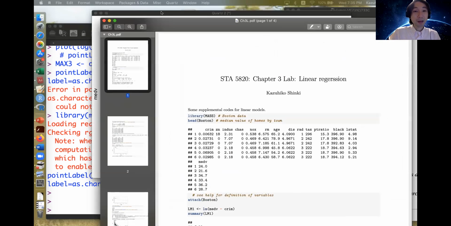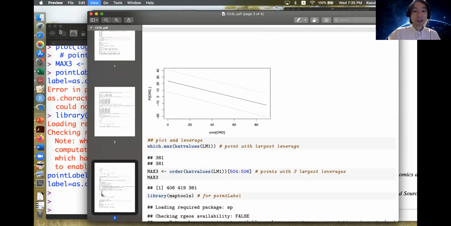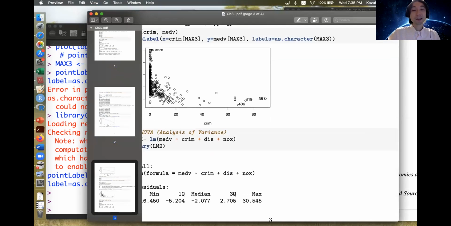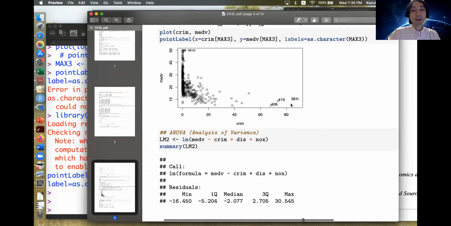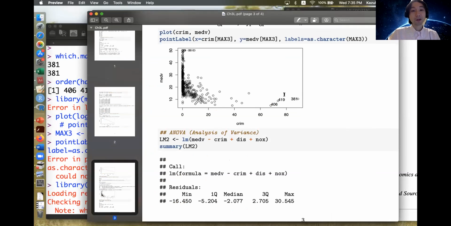But if the package works well, then you can see the 3 observations around here. So this is actually before taking the logarithm of crime rate. But I think that these numbers are the same. So hat values are still given by the same observations. So these 3 observations are most influential to determine the regression line. Obviously before taking logarithm, these observations are farther away from the center of the crime rate.